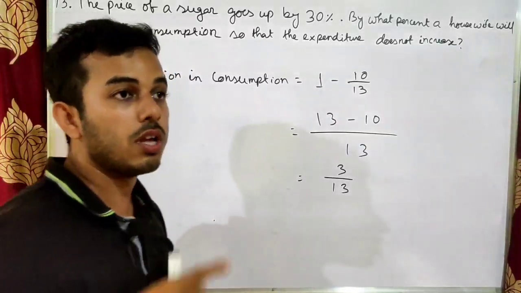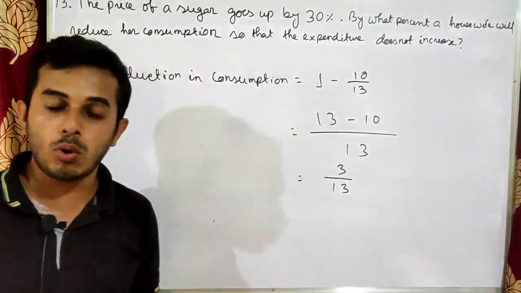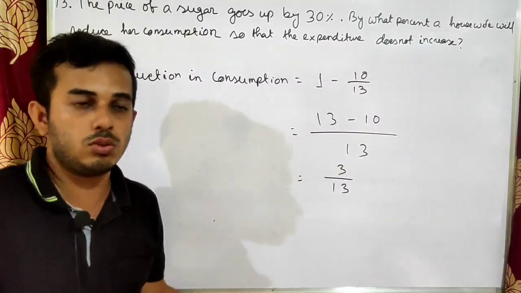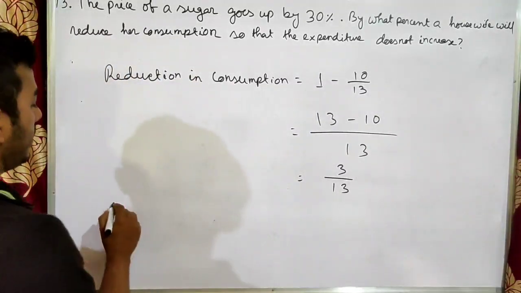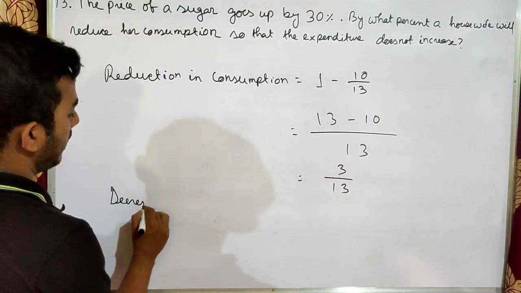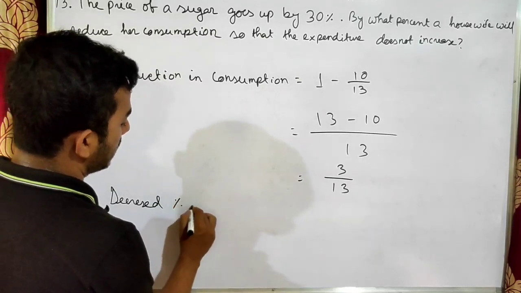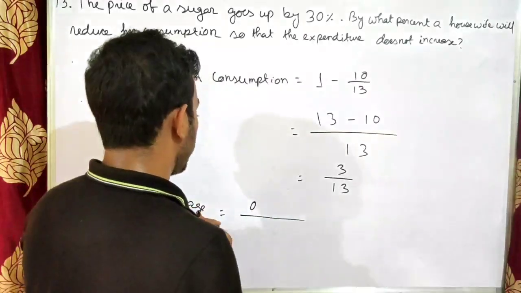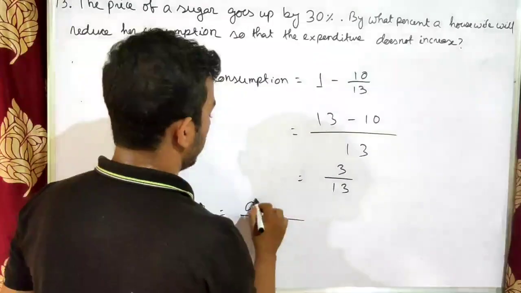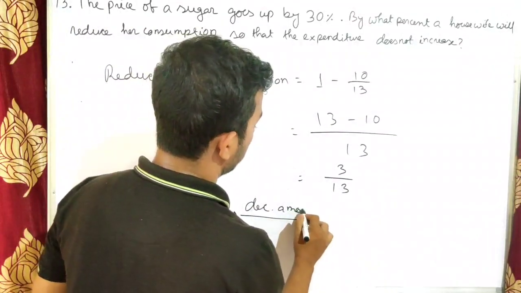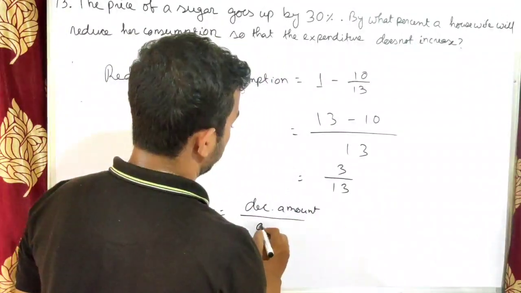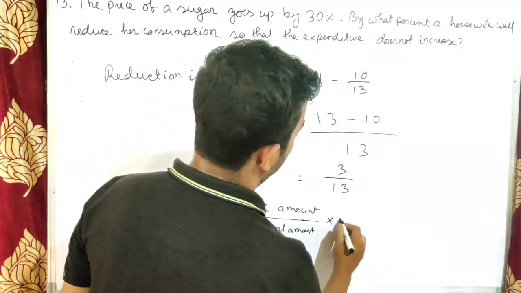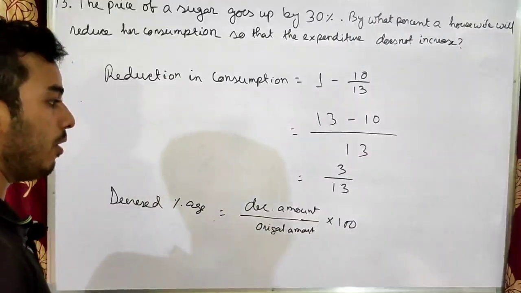So decreased percent is what? Decreased amount by original value. Original amount was what? 1 kg, isn't it? So we can easily find out. So we'll write decreased percentage. Our formula is decrease amount by original amount, into 100.